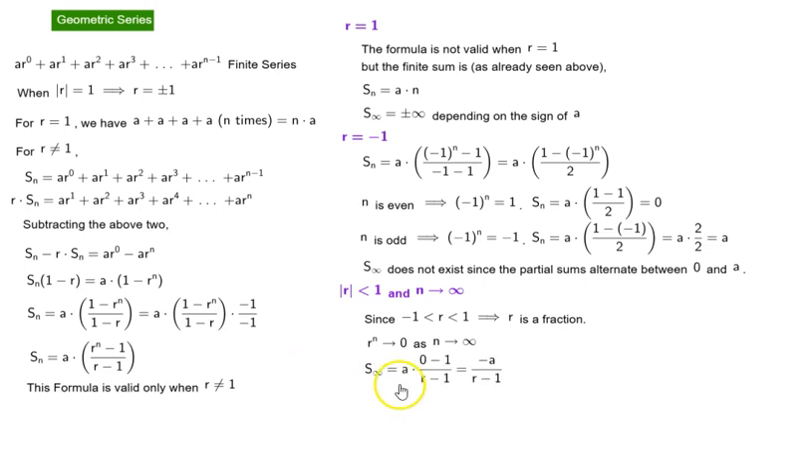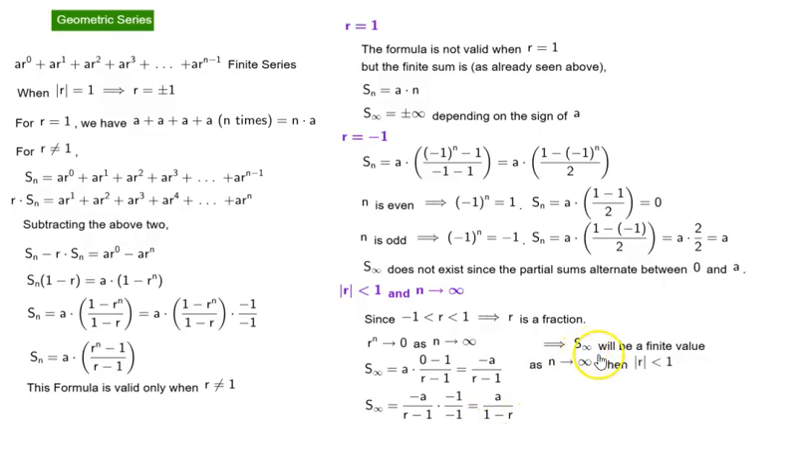So S sub infinity is equal to a times r to the power of n. That goes to 0. So 0 minus 1 by r minus 1, which is equal to minus a times -1, minus a by r minus 1. And just to not have that negative sign, let's multiply both numerator and denominator by -1. So we get a by 1 minus r. So when r is a fraction, the formula becomes a by 1 minus r.